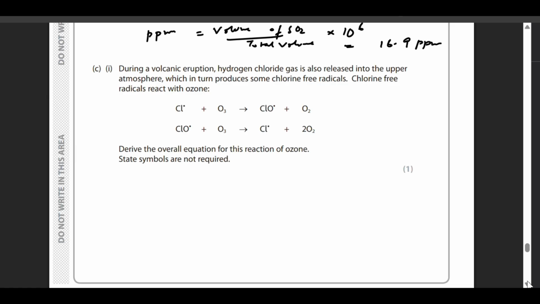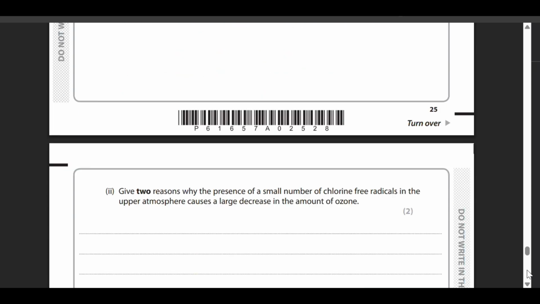During a volcanic eruption, hydrogen chloride gas is also released into the upper atmosphere, which in turn produces some chlorine free radicals. Chlorine free radicals react with ozone. Derive the overall equation for this reaction of ozone. State symbols are not required. Okay, so here you need to write the overall equation. This is ozone, O3. This is the conversion of ozone into oxygen.